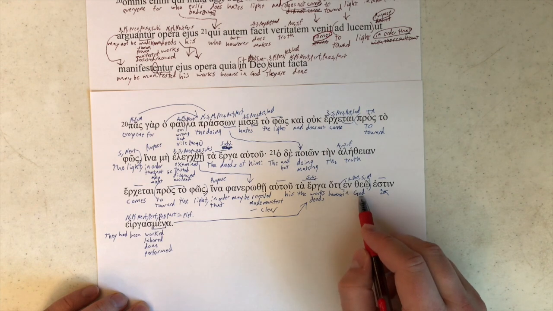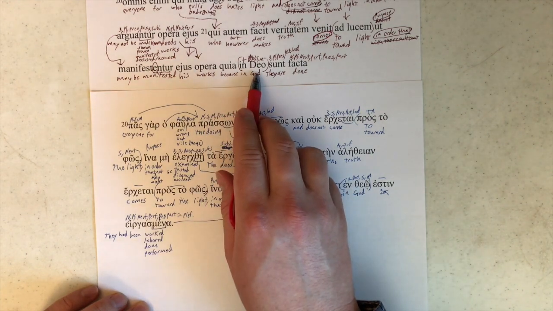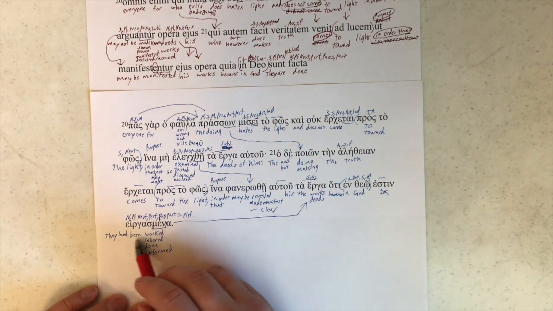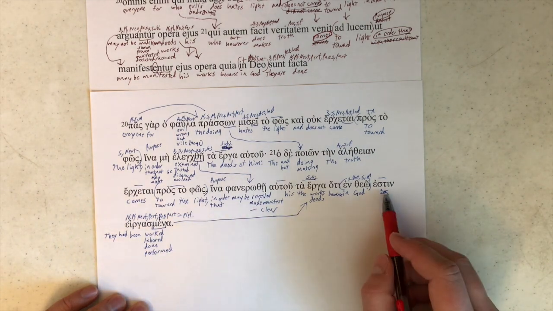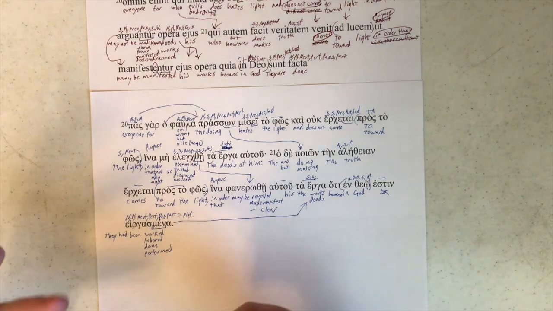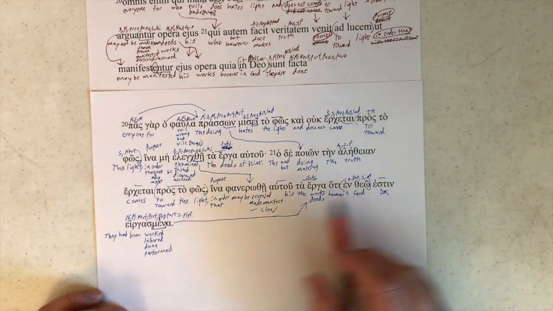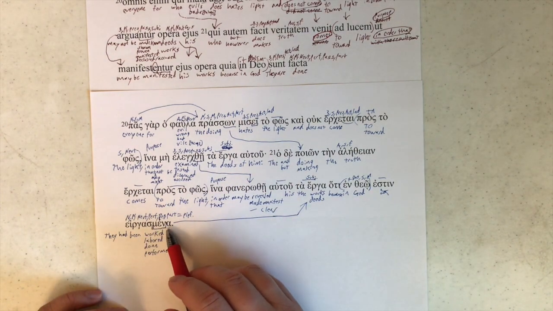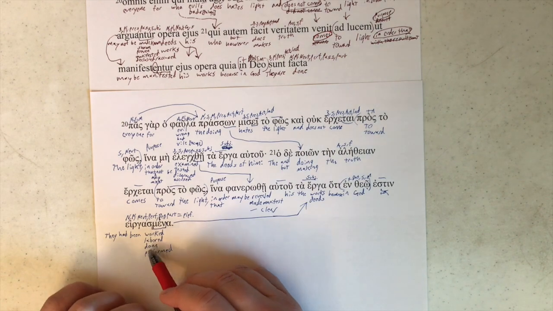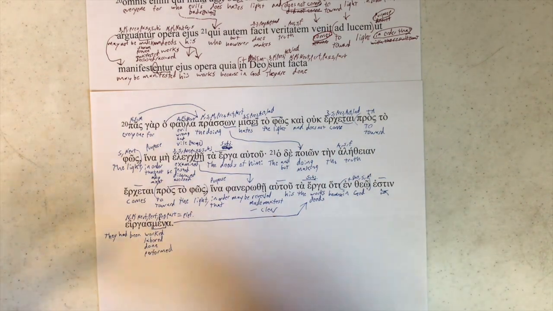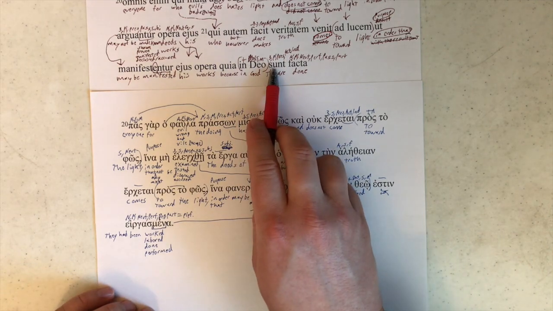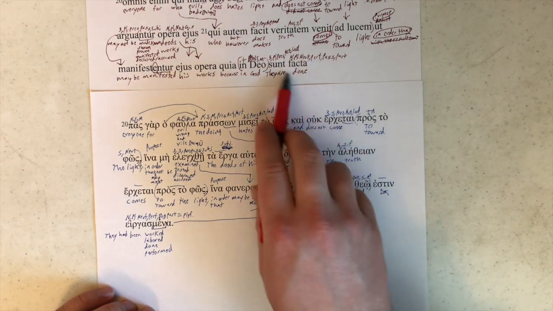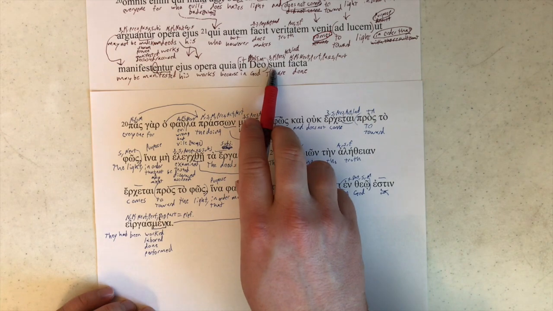Plural deeds, because in God, they had been worked, they had been labored, they had been done, they had been performed. So the way that I treated estin ergasmene in the Greek was I treated it as a present combined with a participle to make something along the lines of a pluperfect. Whereas in the Latin, what I did is I took the present with the perfect to treat this just as an adjective, and this is a linking verb.